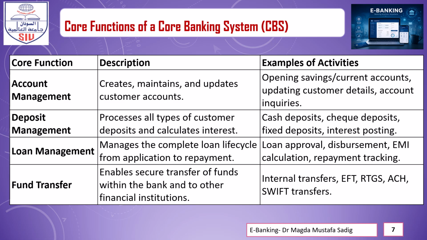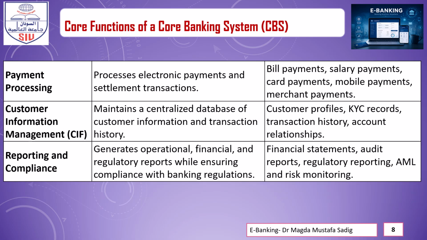Examples include electronic fund transfer, EFT, real-time gross settlement, RTGS, and automated clearinghouse, ACH. These services make banking more convenient while reducing the need to visit a branch. Let us continue with the remaining core functions of the core banking system.